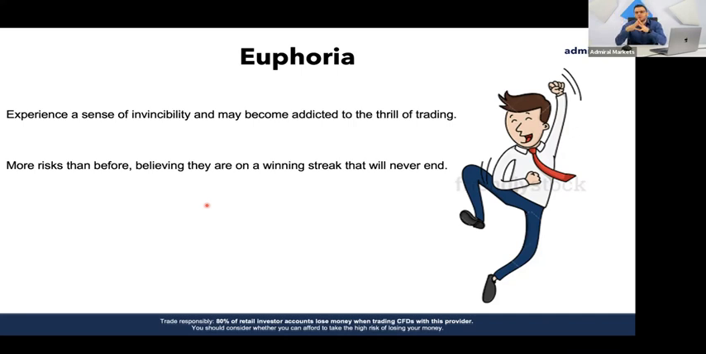Okay, so we have to understand when we are about to get into this euphoria state, and we have to know what mechanism to use. First, we must acknowledge that, hey, I'm about to get into that stage because I had multiple winning streaks, and I believe that I know the next move of the market. So that's the first red flag. The second is thinking to increase your risk because of multiple winning trades in a row.